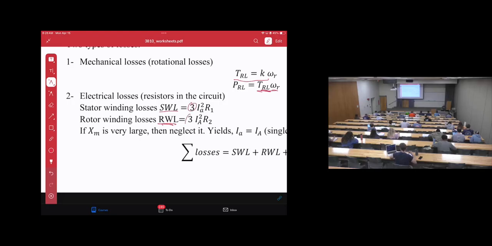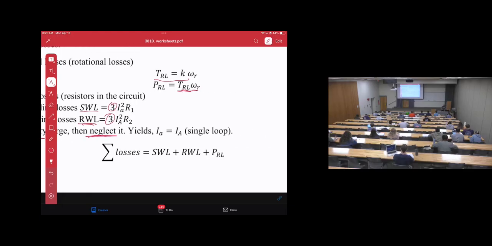And why do we have 3? Can anybody tell me why we have 3? Three-phase, exactly. So it's I squared times R. We know I squared times R is the power of the losses of the resistors. Again, when you substitute, use only the magnitude. And there is 3 because it's three-phase, because this is the per-phase equivalent circuit for phase 1. Then phase 2 and phase 3 will be different. And most likely XM, again, we will assume very large, so we can neglect this.